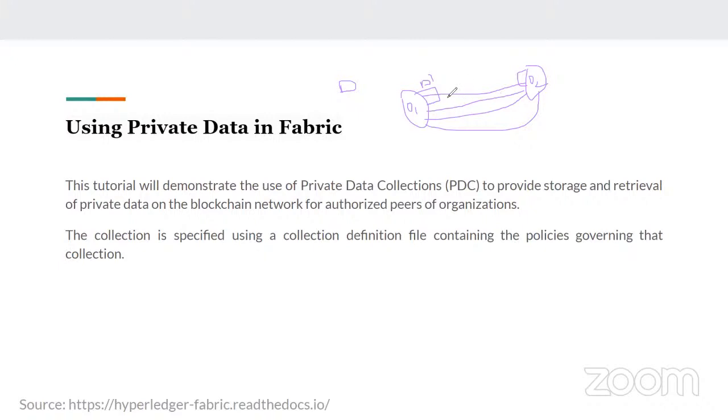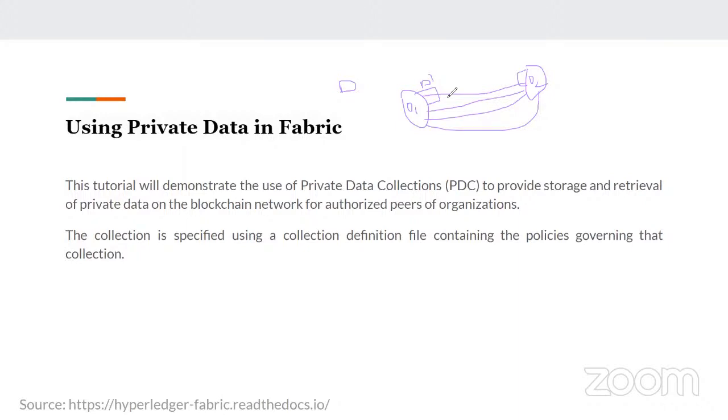Because a channel has the capability that only the authorized people can join it, and only those people will be able to see whatever is inside the ledger related to that channel. So in that case, you have to create more than one channel. This is an overhead for an administrator, having multiple channels, and this led to the development of private data.